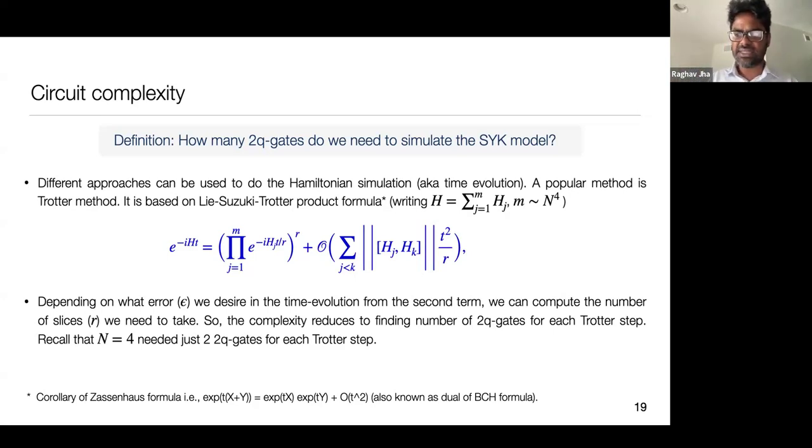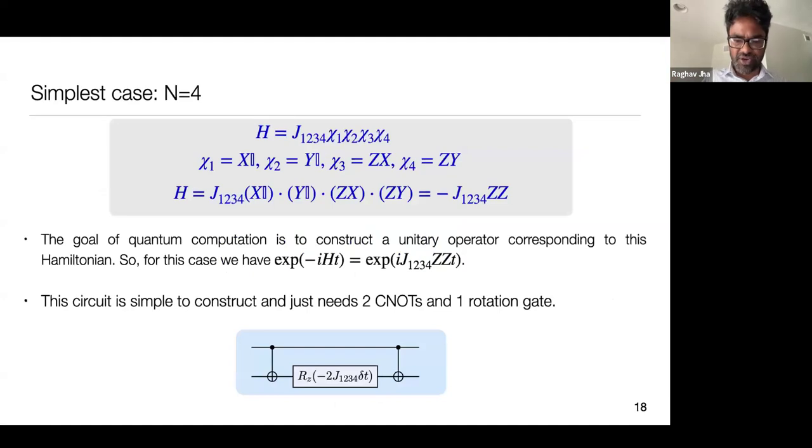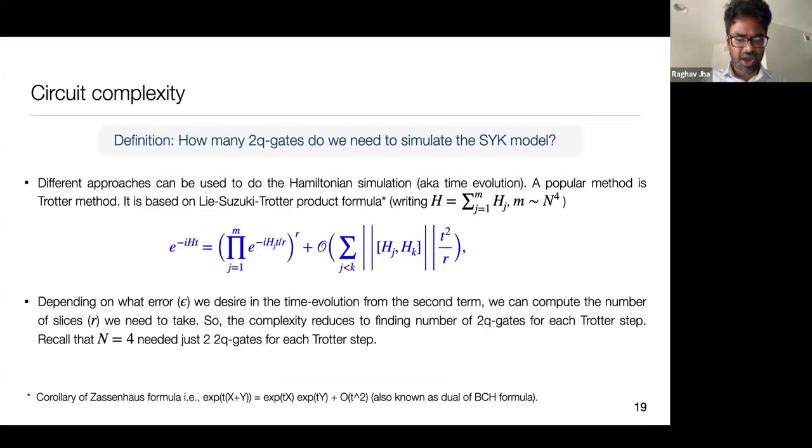I divide the Hamiltonian into n to the 4 terms, where each term is h_j, where j runs from 1 to m, and m is some number proportional to n to the 4th. Then you do the Trotter-based method, where you exponentiate e to the minus iHt. You rewrite it as a product of the h_j's in which you're decomposing the Hamiltonian initially. And then there's some error, which grows like t squared over r. So if you make r arbitrarily large, then you can suppress the error. So you need to take a lot of steps, and each of the steps will have a small delta t, right? So the complexity basically reduces to finding how many gates you need per step. In this case, we needed 2 CNOTs, or two 2-qubit gates, per step. How many gates do you need here?